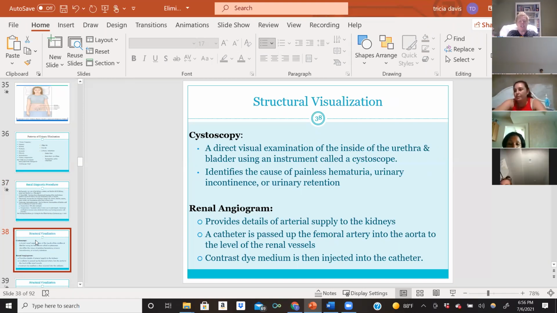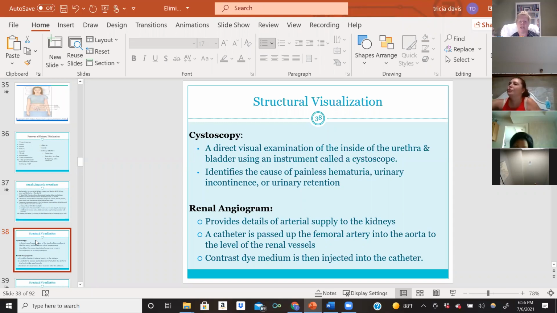We can do a renal angiogram, which is going to look at all the arteries to the kidneys and look at that blood supply that's going to the kidneys to make sure that they're getting properly perfused. A catheter is going to be passed through the femoral artery into the aorta, and then it's going to go to the level of the renal vessels, and then it's going to take a picture of all the vessels in there to see if there's any blockages.